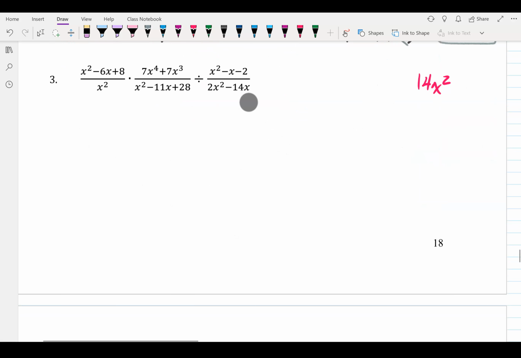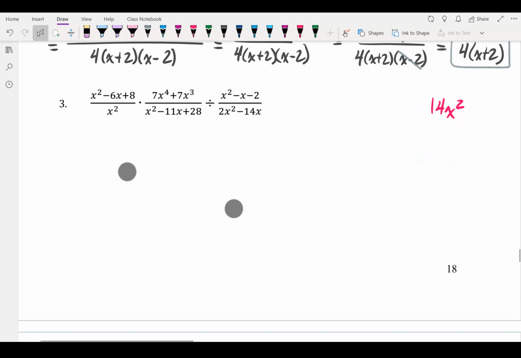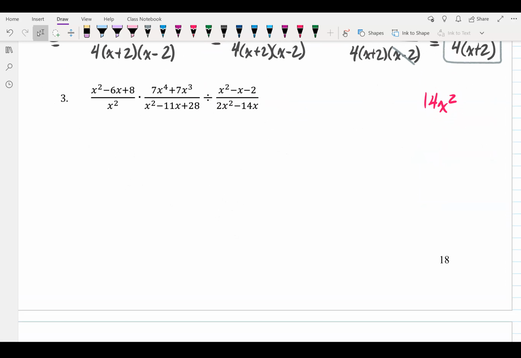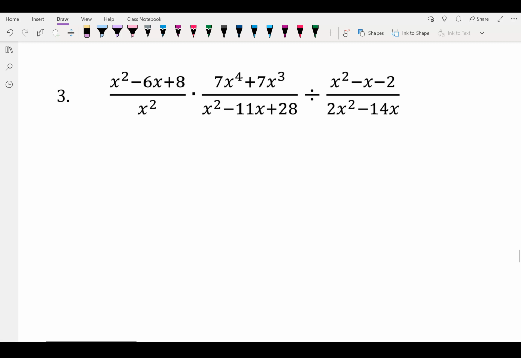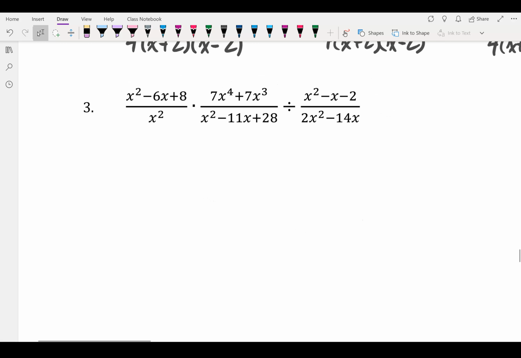Now, third one looks like a doozy, but let's just take it piece by piece, okay? Let's cut it into groups, chunk it up, and see what we can do, all right? The final answer looks like it's something tiny, 14x squared. How the heck are we going to get that? Well, let's dive in and see what's going to happen. Notice that we have a multiplication and we have a division. The first thing you should be thinking about if you don't see a plus or a minus is you've got no LCD needed.